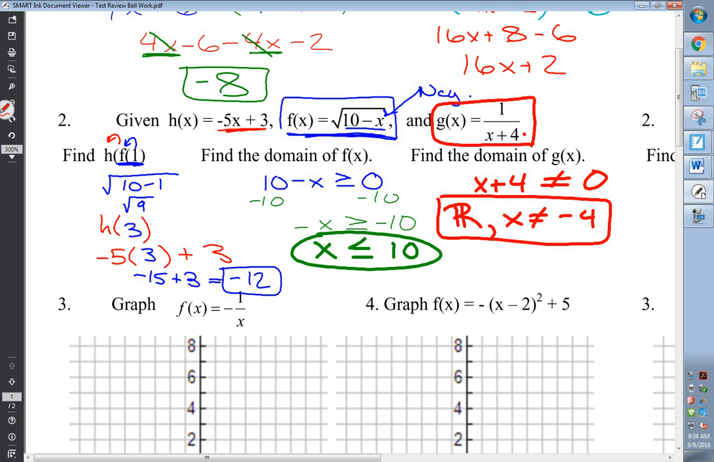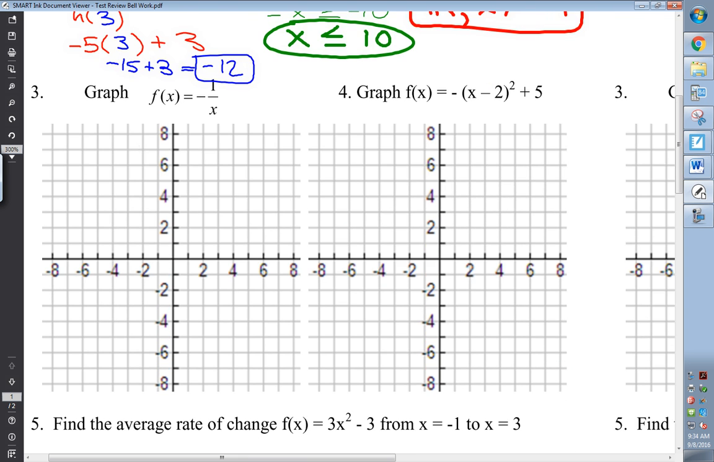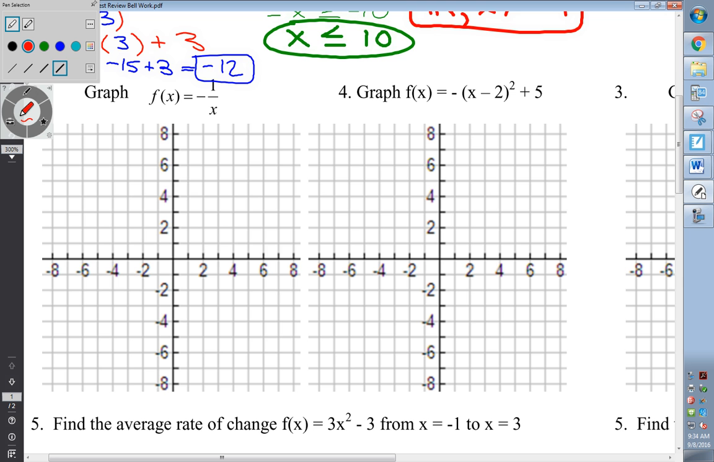The next one says f of x equals negative 1 over x. Everybody with your arms, show me, what does the 1 over x graph look like? Good. That's the reciprocal graph. Normally it would look just like this, but it's not going to look like that.